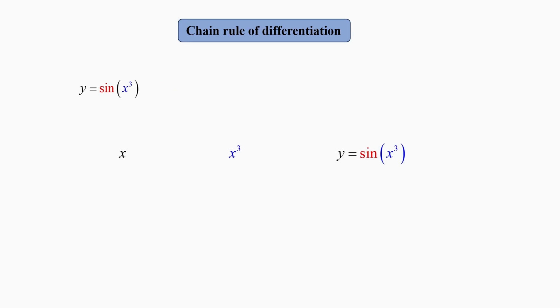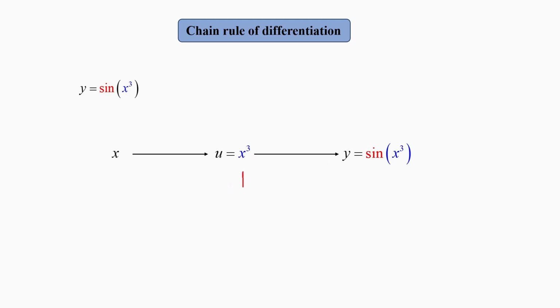By layers, I mean the number of layers the independent variable passes through. Here, our x first goes to the cube function, so it becomes x cube. Then our x cube goes to the sine function, so we get sine of x cube. Right, so there are two layers through which our independent variable goes.